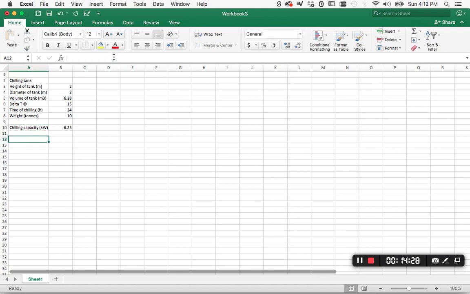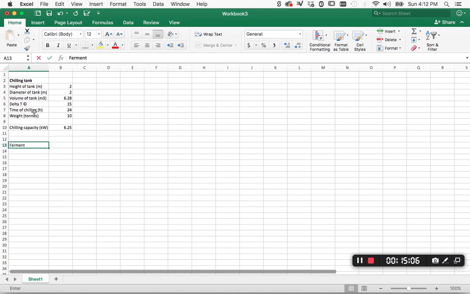So we need a minimum, in this winery, of a 6.25 kilowatt chiller to do that chilling operation. If we wanted to increase the amount of time it took to chill that down, like if we were to take 2 days, our chilling capacity is halved. Let's say we were happy with 60 hours, only 2.5 kilowatts. So using this, you can quickly change the figures and see how that would change the chilling capacity in your facility.